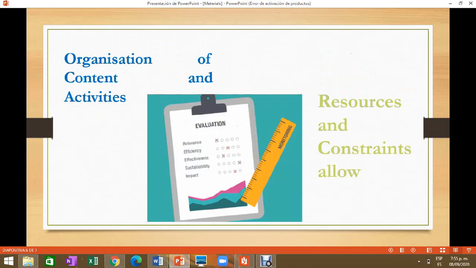Five is organizing content and activities. The way in which content is organized must be taken into account. It shall be planned from more complex activities to easier ones, with activities where students apply their knowledge, and everything must be achieved in the given time.